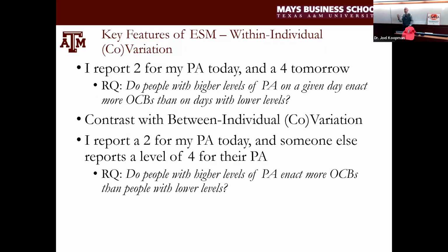Super briefly on within individual covariation. So the idea is that I report a level of 2 for my positive affect, PA, today and a 4 tomorrow. So the research question might be, do people with higher levels of positive affect on a given day enact more OCBs on those days compared to days with lower? That is in contrast with between individual covariation, which would be looking at the level of OCBs enacted by a person who's higher on PA compared to a person who is lower on PA.